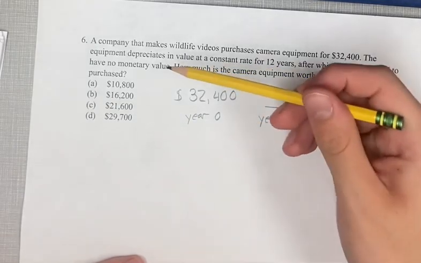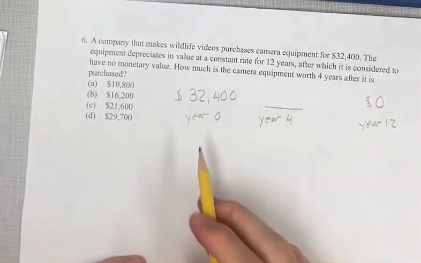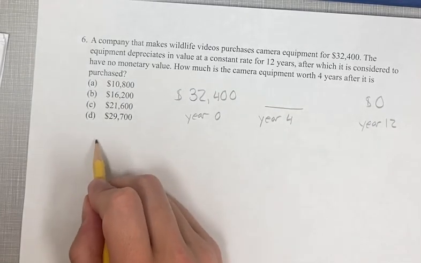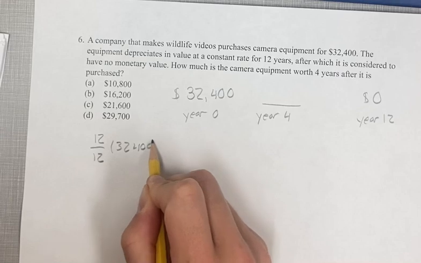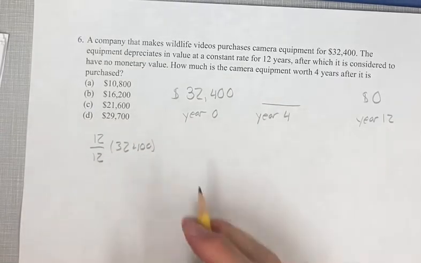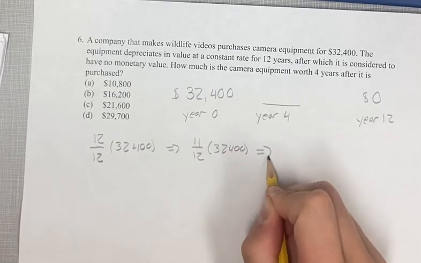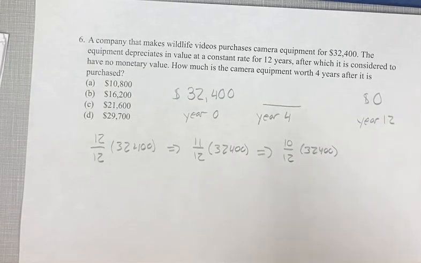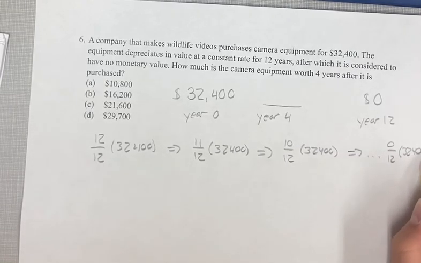So if it's decreasing at a constant rate for 12 years, and at the end of the 12 years there's nothing left, it's losing 1/12 of its value every year, right? So it's starting out at 100% of its value, right? So 12 over 12 of 32,400, right? 12 over 12 is just 1. And then it becomes 11 over 12 of 32,400. And then 10 over 12 of 32,400. And this is year 1, year 2, year 3, year 4, and so on, until eventually 0 out of 12 times 32,400 is 0 times 32,400, which is how you get 0.